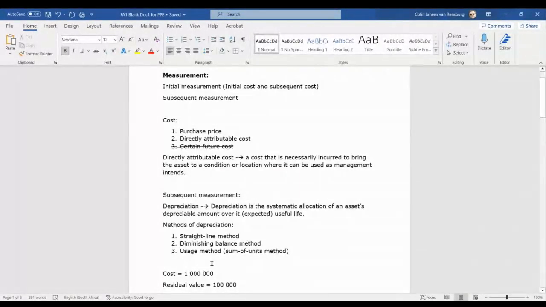sum of digits method. Now, the interesting thing about them is that the straight line method and the diminishing balance method, both of them use time to determine your depreciation. In the case of the usage method, that method doesn't actually use time to determine your depreciation. It uses the capacity. What that machine, this normally will relate to plant and machinery, what capacity or ability that machine has to produce products for us. Now let us go and discuss each of these methods individually.